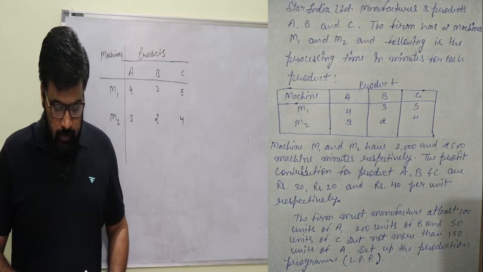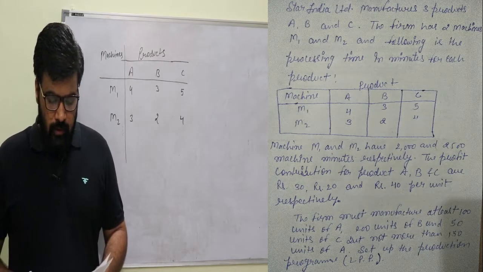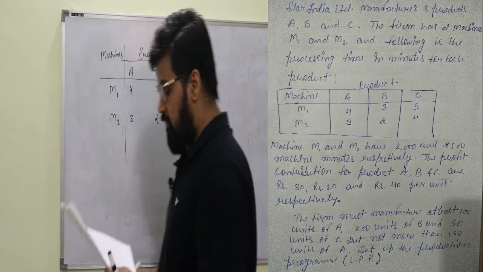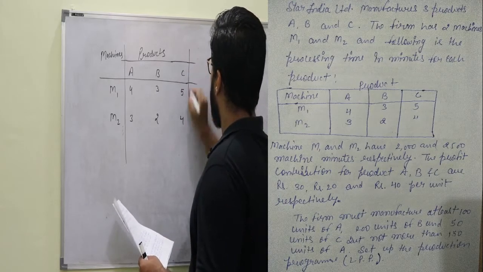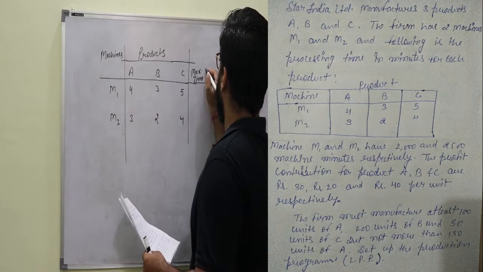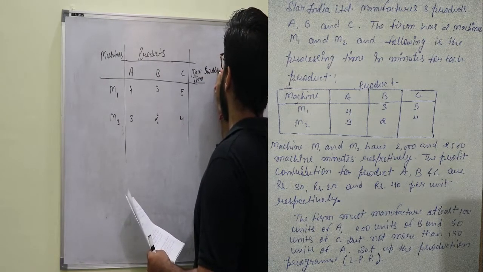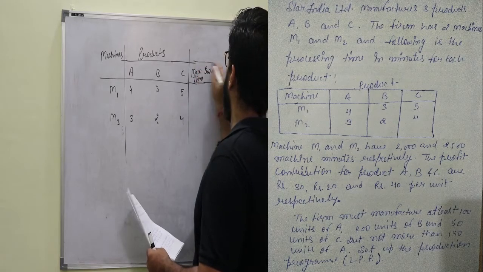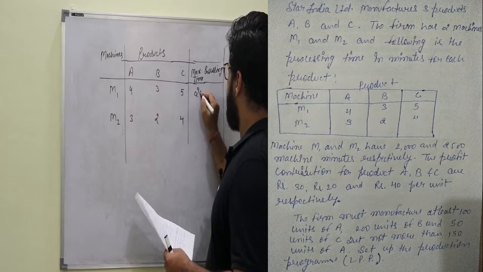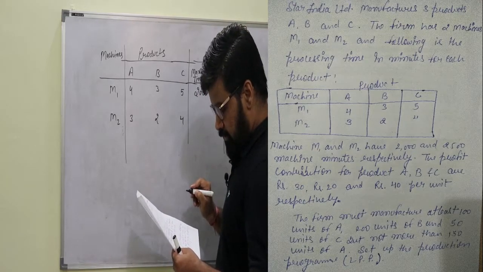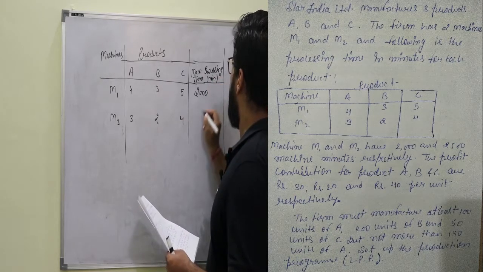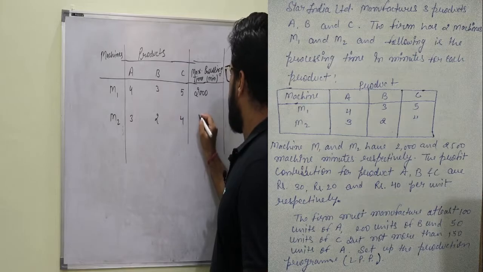Then machines M1 and M2 have 2000 and 2500 machine minutes respectively. All right. So the maximum availability, maximum time, or you can say processing time. The maximum processing time available for M1 is 2000 minutes, and for M2 it is 2500.